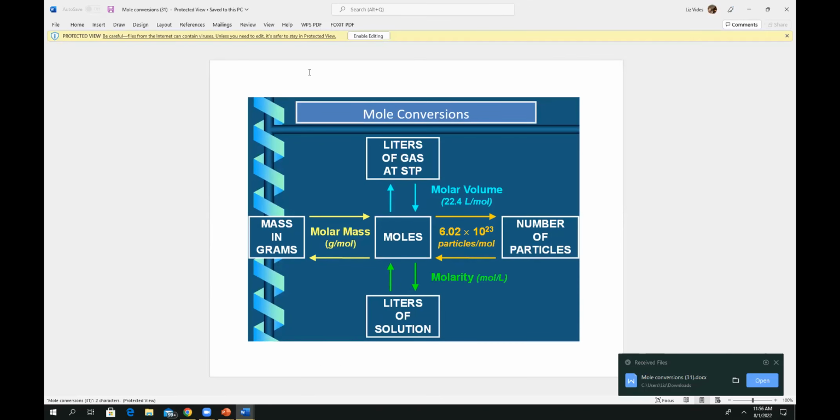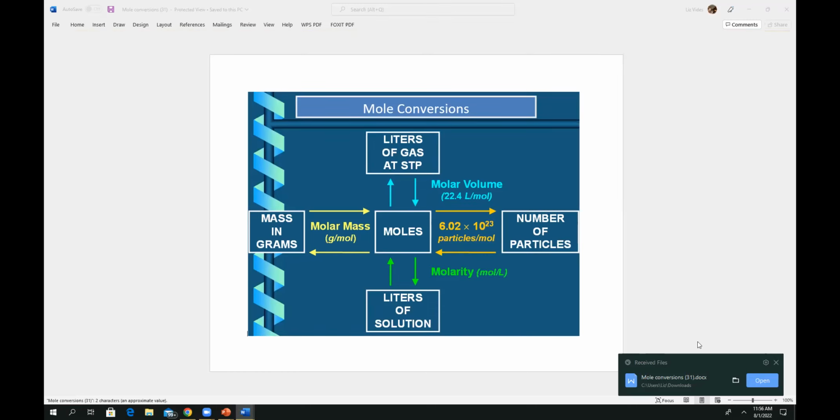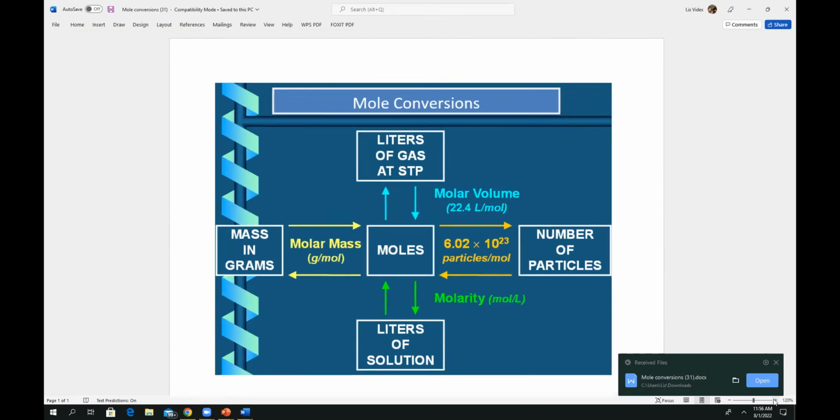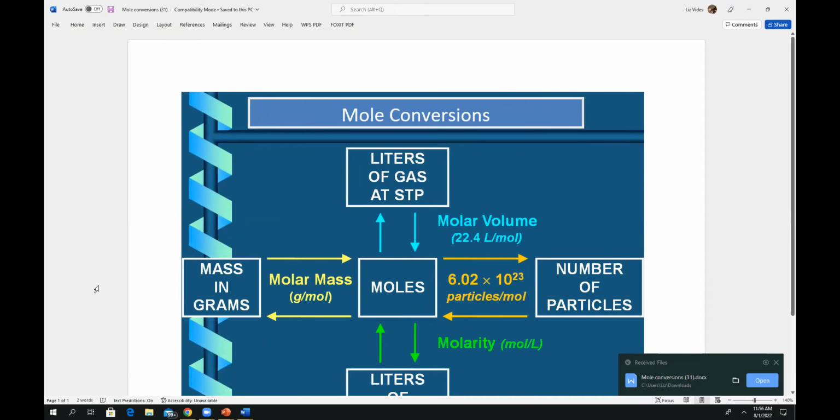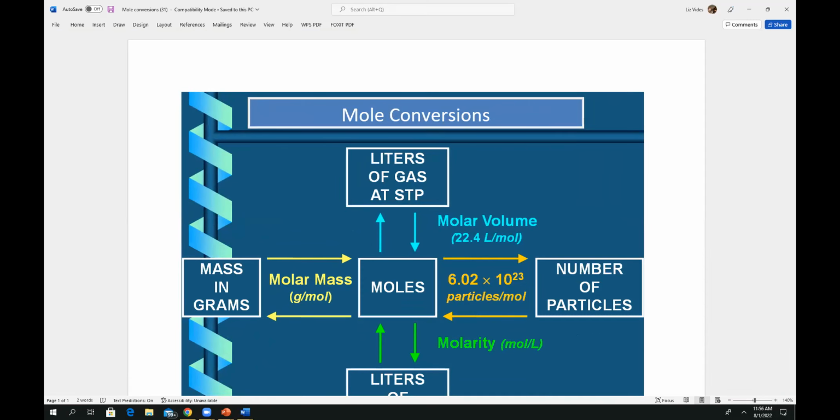Okay, this mole conversion diagram is very important. And we're only going to go across. The second half goes up and down. But we're just going to go mass in grams to moles to particles, right? And particles to moles to grams. And grams to moles and particles to moles. But you notice moles is always the central. So you always have to convert to moles in order to convert from one to the other. All right, so remember that.